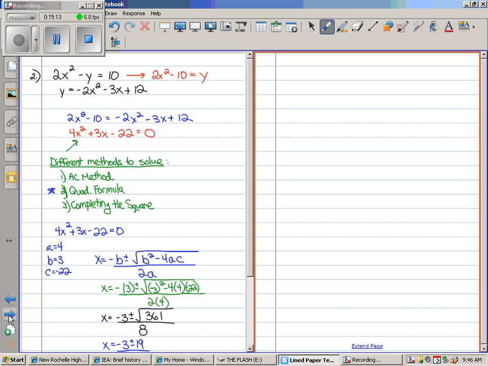So what was one answer that we got for x? One of the answers was that we got x equals 2. Okay, what happens when x equals 2? Then we're going to plug it back into that equation. So we're going to get 2 times 2 squared.